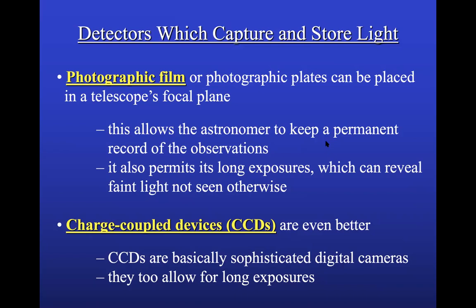The advantage of this is that it allows us to do long exposures, because you can keep the photographic plate there and wait. This will reveal faint light that you cannot see otherwise, right? Once you gather light for a long time, there is enough time for light from faint objects to come to us and hit these photographic plates. But now we don't use those anymore.